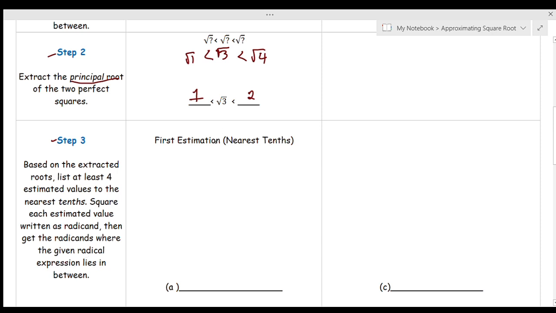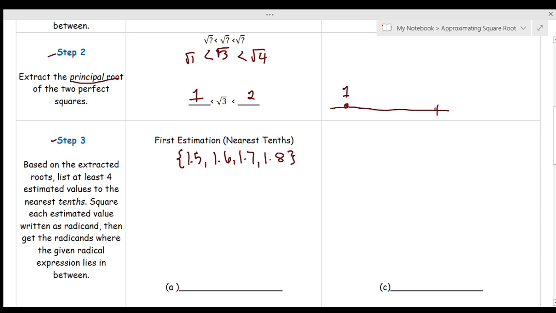So kukuha ako ng 4 numbers. Kahit anong numbers pwede nating kunin. So I will start with this 1. So I'll begin with 1.5. Para mas malapit, 1.5, 1.6, 1.7, and 1.8. So meron na tayong 4 na number. And after that, 1, ito yung between. So kung napapansin nyo, ito yung 1 sa number line.